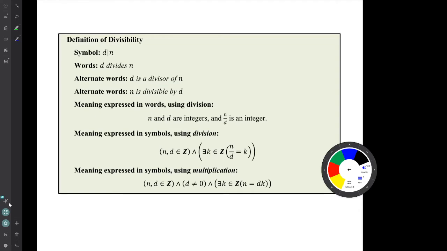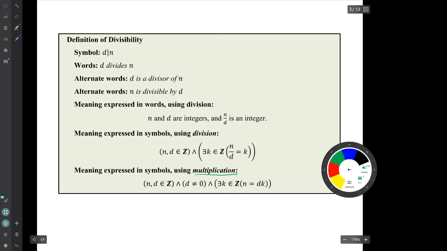What does it mean? Well, here's the meaning in words. It means that the letter n and the letter d both represent integers, and that n divided by d is an integer. If I want to express what I just said in symbols, it would be written this way. n and d are elements of the integers, and there exists an integer k such that n divided by d is k.